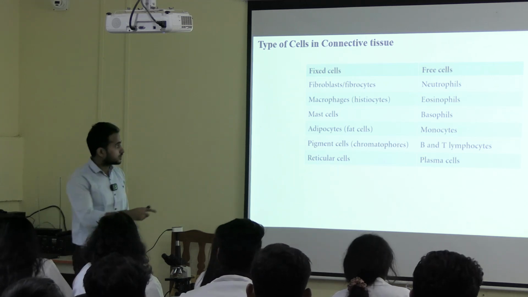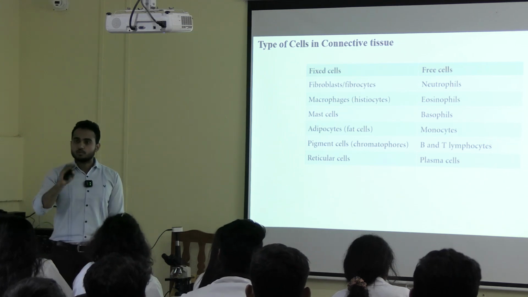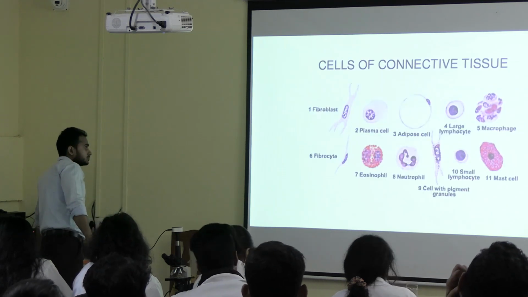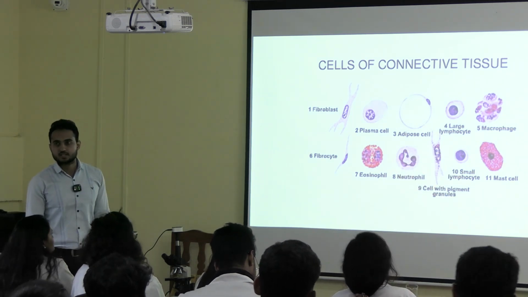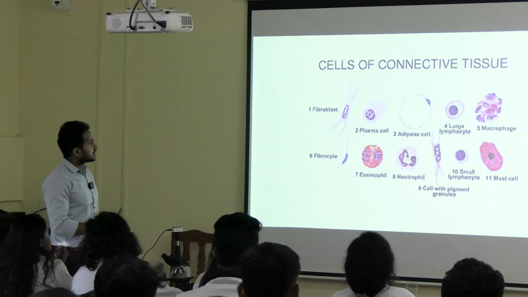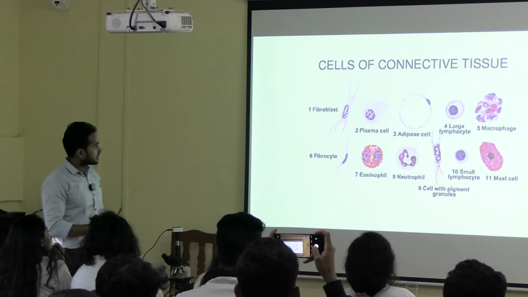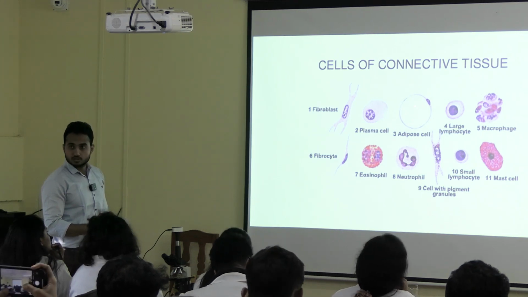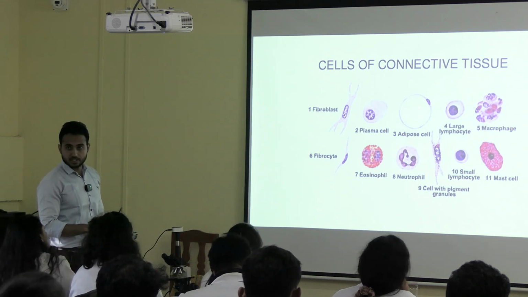Now, before going into the detail, I would like to show one image where most of the cells are seen. So this is a beautiful diagram where you can see most of the cells of connective tissue, right? Here you can see fibroblasts. Just see how the fibroblasts look and how the fibrocyte looks. Then you can see the plasma cell, adipose. Can you see the signet ring appearance? Just now I told you.